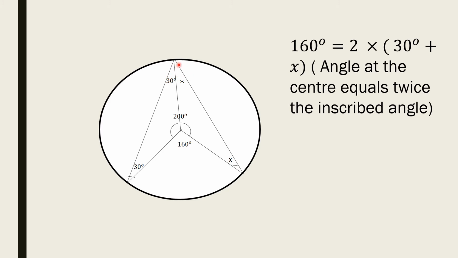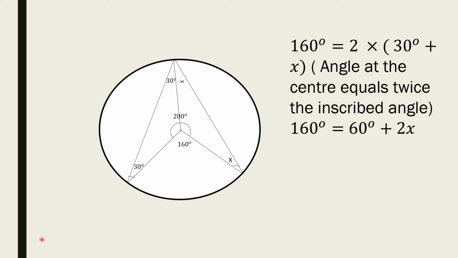So the inscribed angle is 30 plus x. 30 plus x is the inscribed angle for this question. So we now open the bracket: 2 multiply 30 gives us 60, and 2 multiply x gives us 2x.